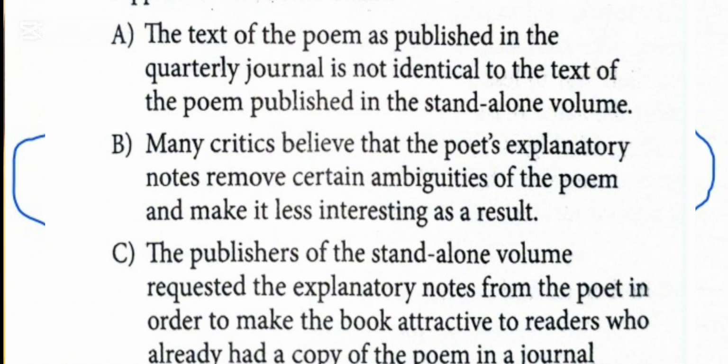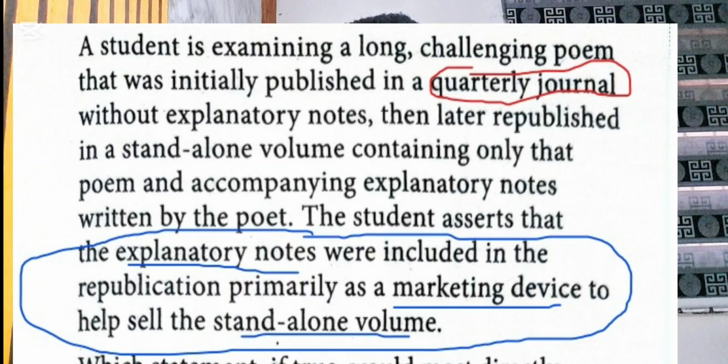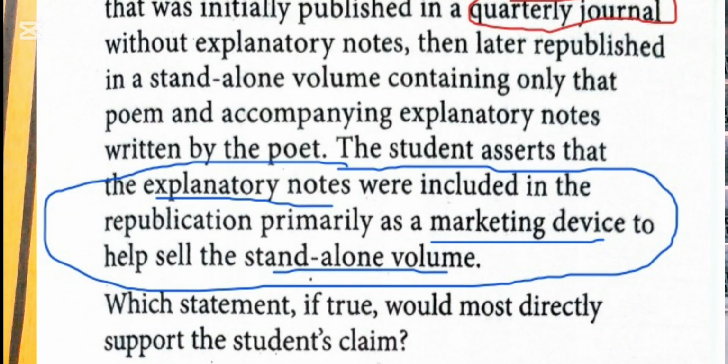So if you read too much, in fact, to be sure, let's look whether we see that from the beginning. We have a student examining a long, challenging poem that was initially published in a quarterly journal without explanatory notes, then later republished in a standalone volume containing only that poem and accompanying explanatory notes written by the poet. Now you see what I'm talking about. They are playing on your inability to capture what is important and introducing this option. So this option says nothing that we can align with the claim. It talks about the resemblance or non-resemblance between the quarterly and the standalone journal.